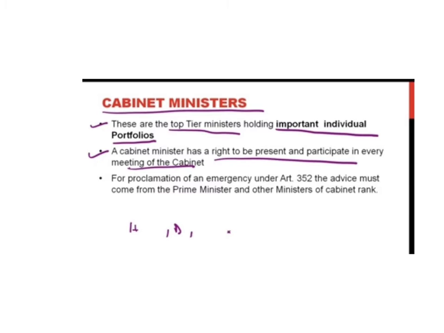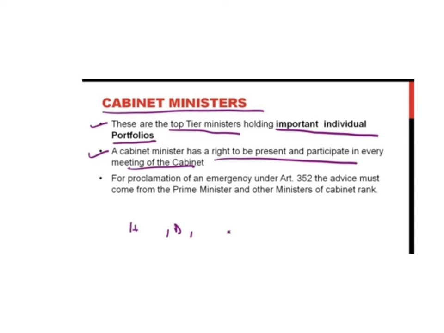A cabinet minister has a right to be present and participate in every meeting of the cabinet. That means when the chief minister calls a cabinet meeting, every cabinet minister has to be present there and has to participate in every meeting of the cabinet. He or she should not say that I am ill, I can't come, or whatever reasons. No, he or she has to be present in the cabinet meeting.